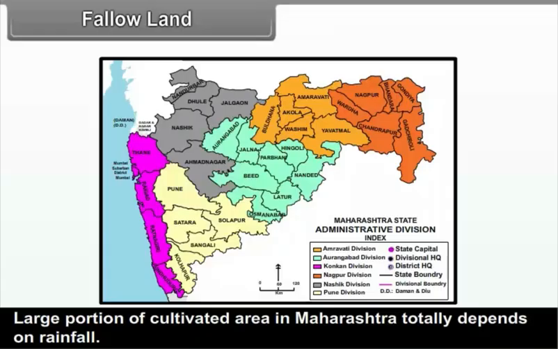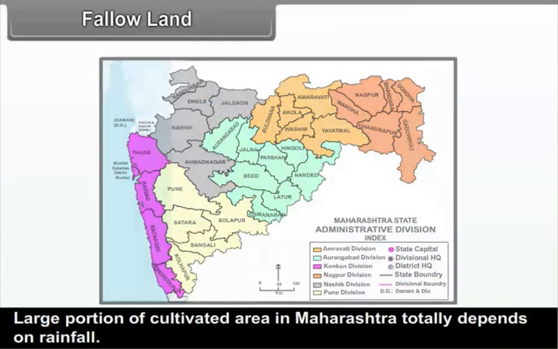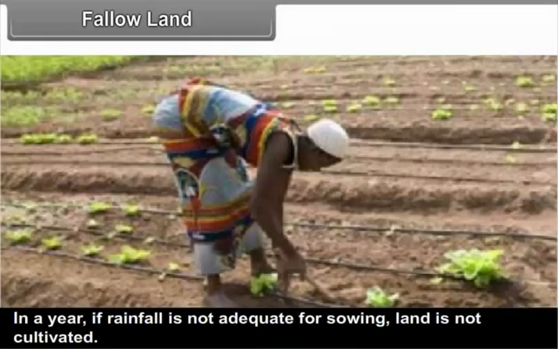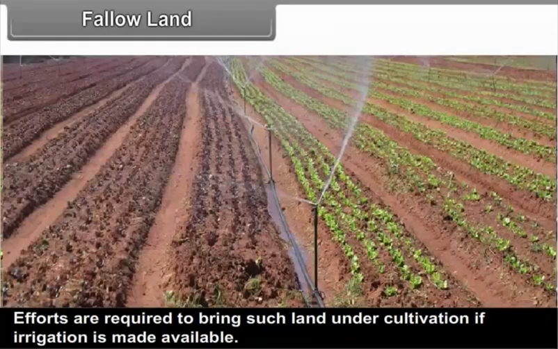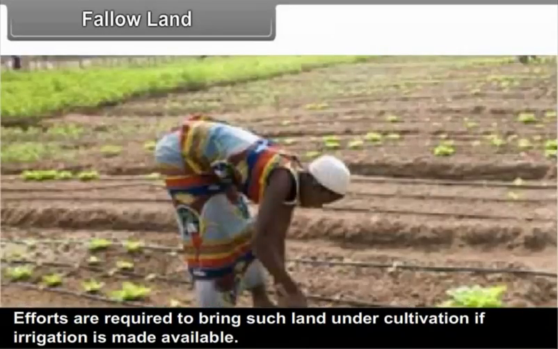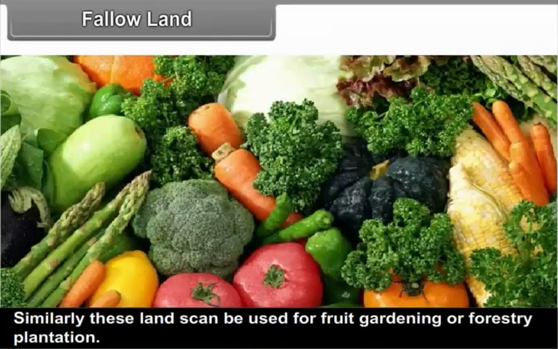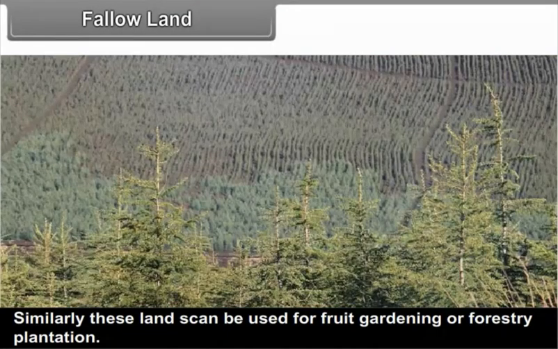A large portion of cultivated area in Maharashtra totally depends on rainfall. In a year, if rainfall is not adequate for sowing, land is not cultivated. Such lands are termed current fallow lands. Efforts are required to bring such land under cultivation if irrigation is made available. Similarly, these lands can be used for fruit gardening or forestry plantation.